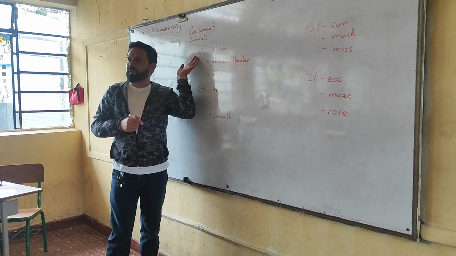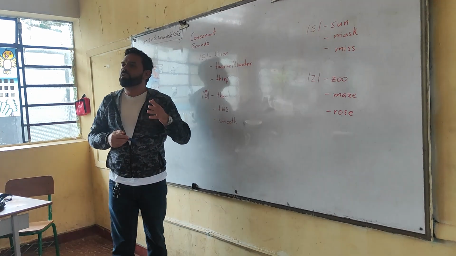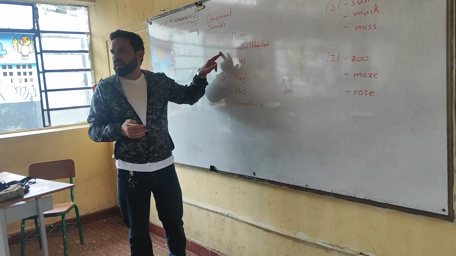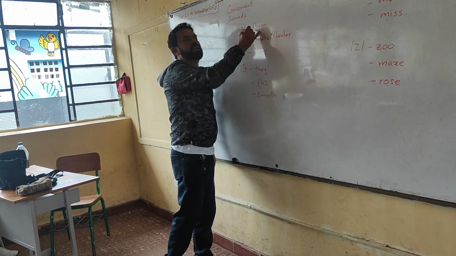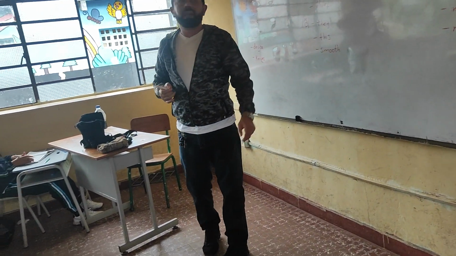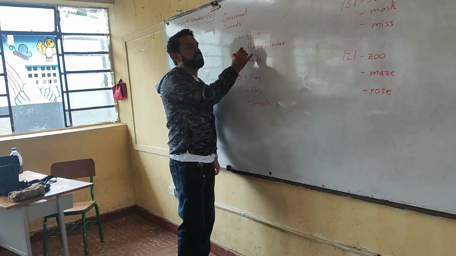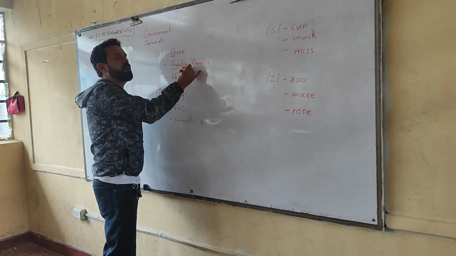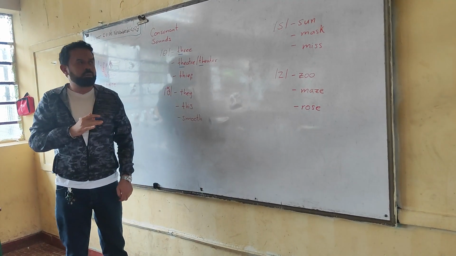Now, here we have the sound of the Greek letter called theta. We already talked about that symbol, you already know about it. In this case, you need to stick out the tip of your tongue. Here we have three, theater, the British spelling, and theater, the North American one.